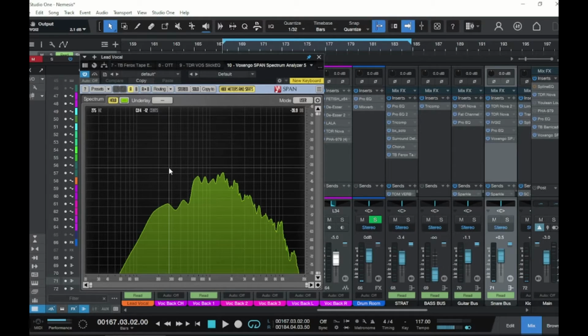By dipping out at 250, 2.5 will sound more clear. So the answer isn't always boosting where you need it. The answer is equally cutting where you don't need it.